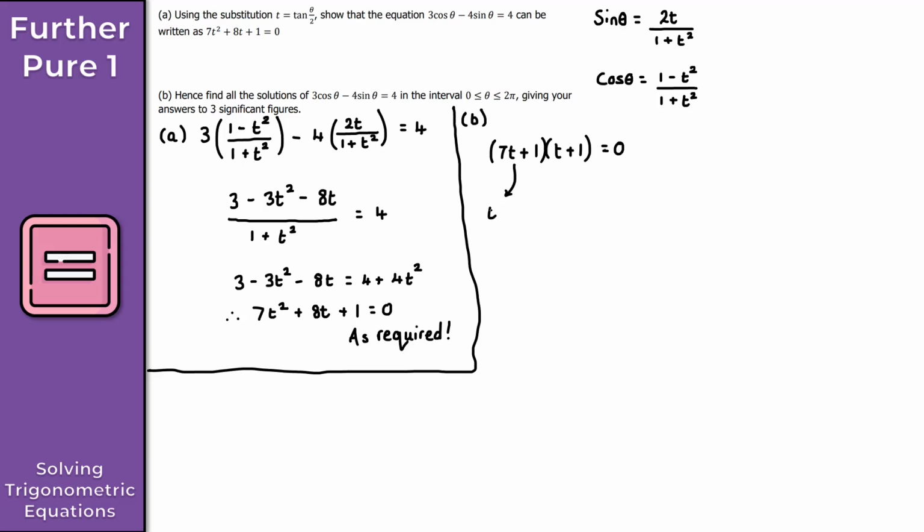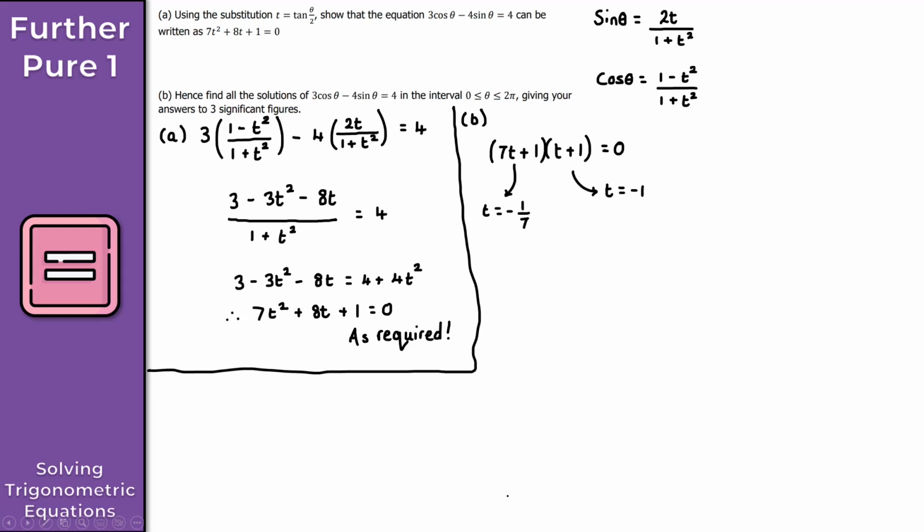So we get that t is equal, oops, my pen does not want to work today. Let's try again. My pen and my tablet don't want to play ball. So I get t is equal to minus 1 over 7. There we go, a little bit better. And then for this solution here, we get that t is equal to minus 1.